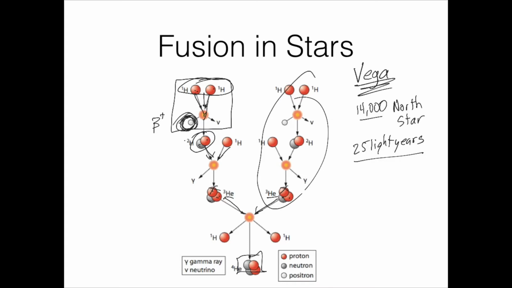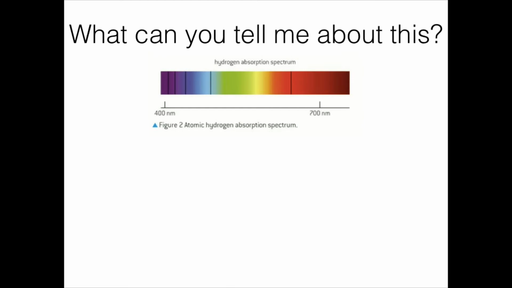But I wanted to talk about Vega here because I'm going to show you something about Vega. How do we know anything about Vega, right? This star that is 25 light years away took 25 years for the light to get here. If Vega were to explode today, you wouldn't even know till you were more than 40 years old, right? That's how long it takes that light to get here. So given that, how do we know anything about Vega at all? Well, this is how. What do you remember about this?